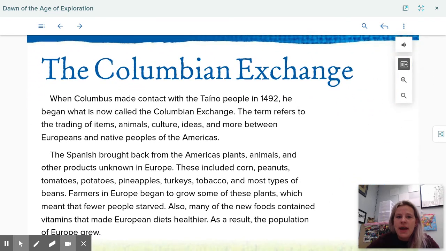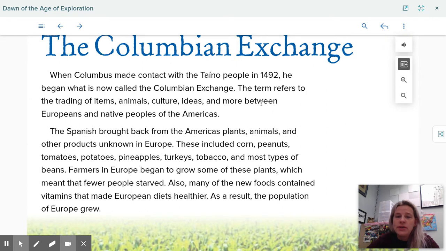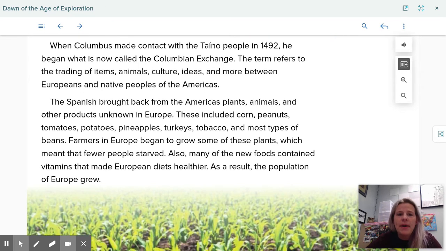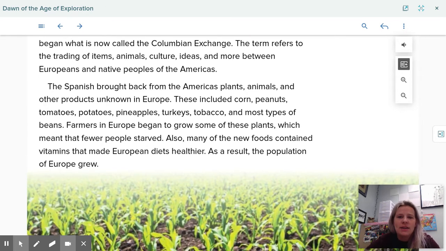When Columbus made contact with the Taino people in 1492, he began what is now called the Columbian Exchange. The term refers to the trading of items, animals, culture, ideas, and more between Europeans and the native peoples of the Americas. The Spanish brought back from the Americas plants, animals, and other products unknown in Europe. These included corn, peanuts, tomatoes, potatoes, pineapples, turkey, tobacco, and most types of beans.